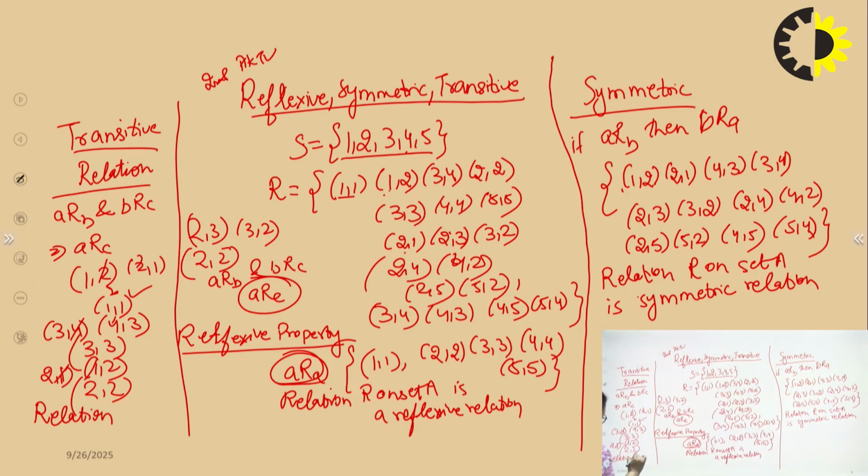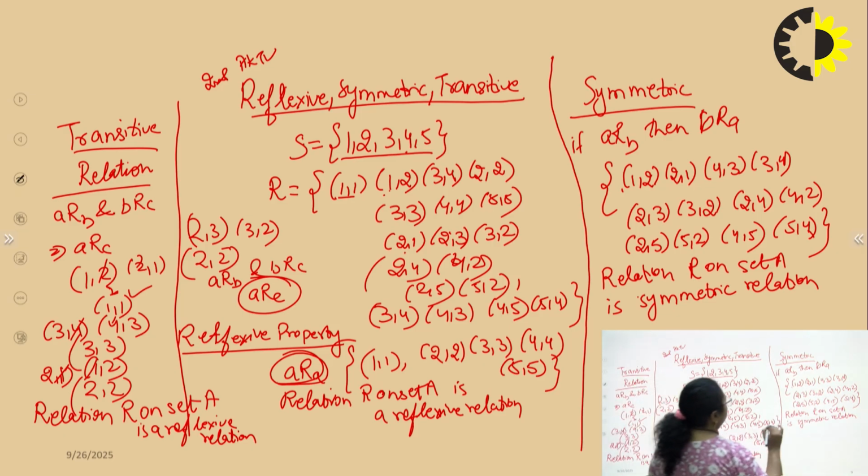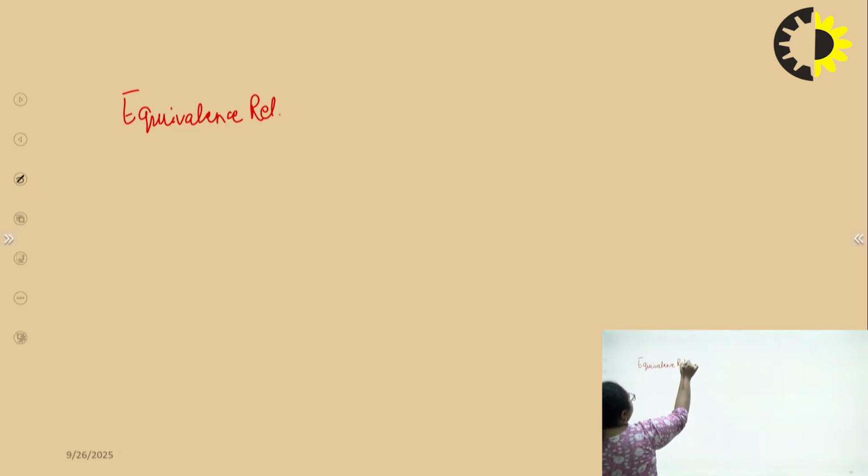relation R on set A is a transitive relation. So, next we will study about equivalence relation.